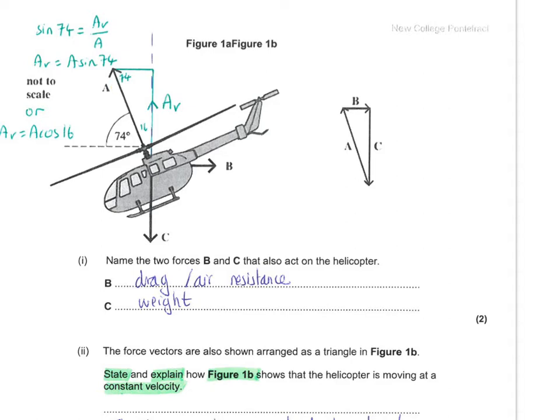So we're going to resolve this force into the vertical direction. You may be able to look at this diagram and instantly say that the vertical component is equal to A sine 74, or you may say A cos 16. If not, then draw a clear diagram showing both the vertical and horizontal components at right angles to each other. Then you can just use your trigonometry to get an expression for the vertical component.